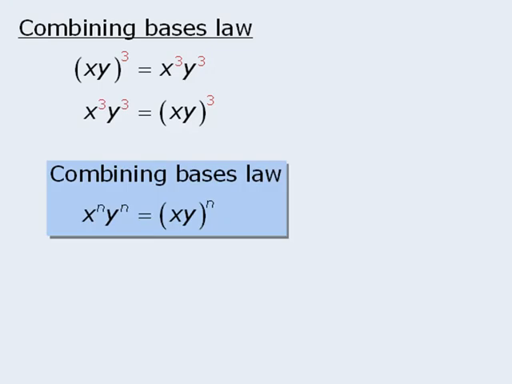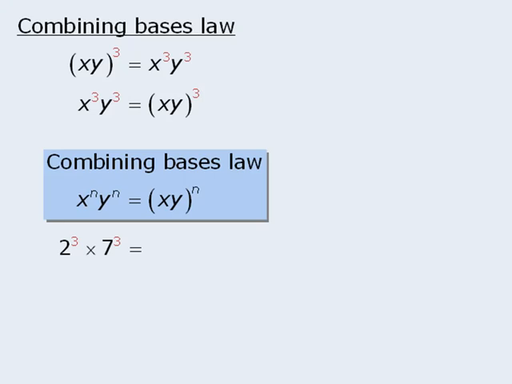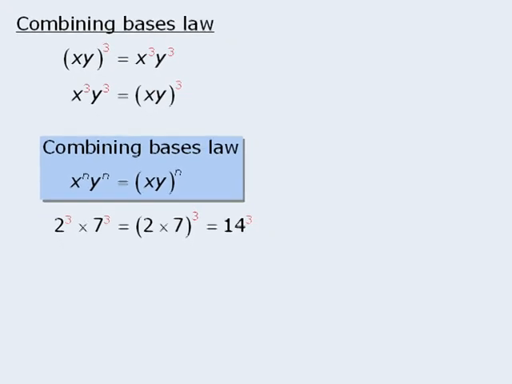Now, to generalize these results, we can say that if we have a product where the 2 exponents are equal, then we can rewrite this as the product of the 2 bases, all to the power of that exponent. Now, please note that in order to apply this law, the exponents must be equal. So, for example, since 2 and 7 are both raised to the power of 3, we can rewrite this as 2 times 7 all to the power of 3, which is the same as 14 to the power of 3. Similarly, we can rewrite this as 9 times 11 all to the power of 10, which is equal to 99 to the power of 10.